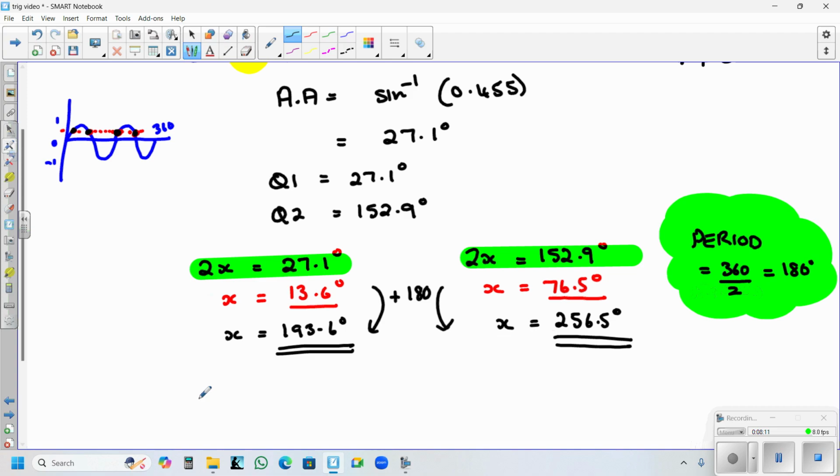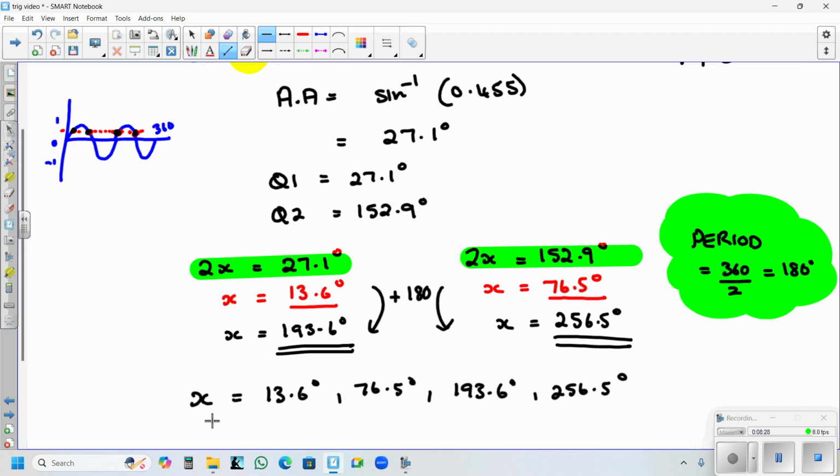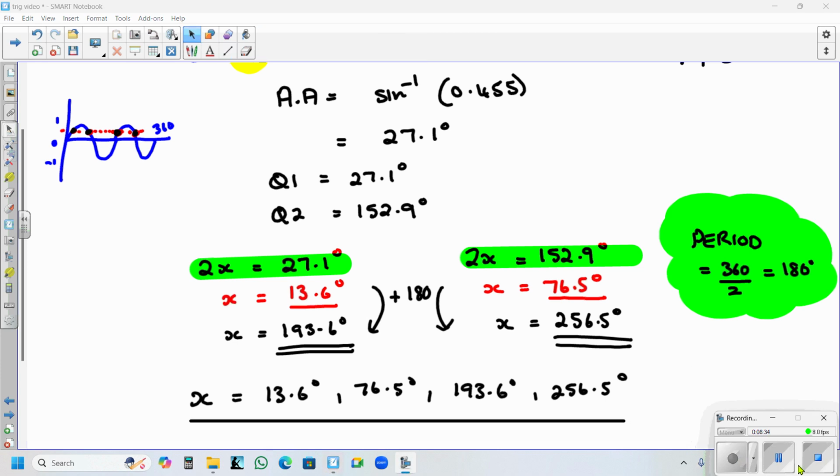So, in total, we'll get x is equal to 13.6 degrees, 76.5 degrees, 193.6 degrees, and 256.5 degrees, and that's my full set of answers. Right, I'm going to do one with a 3x in it as well, just so that you can see how to solve that type.